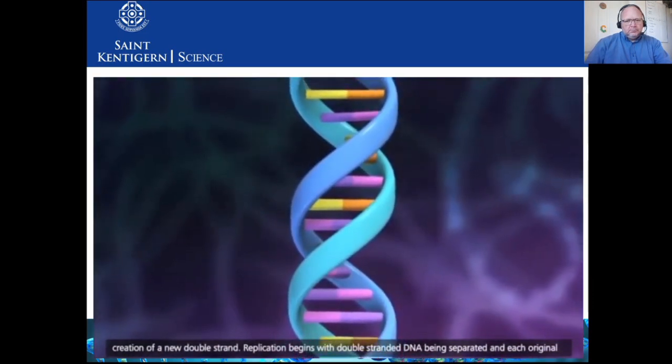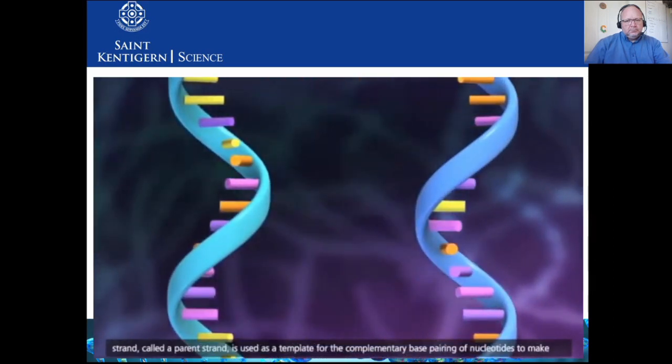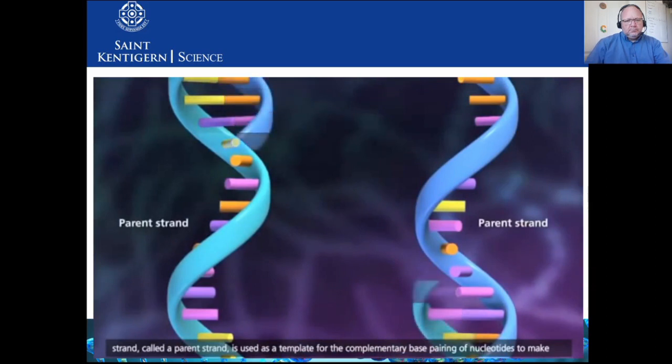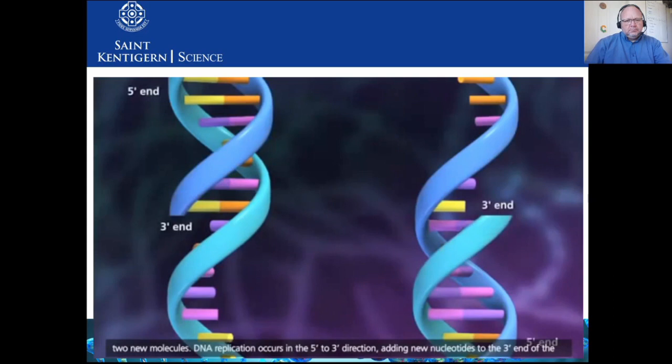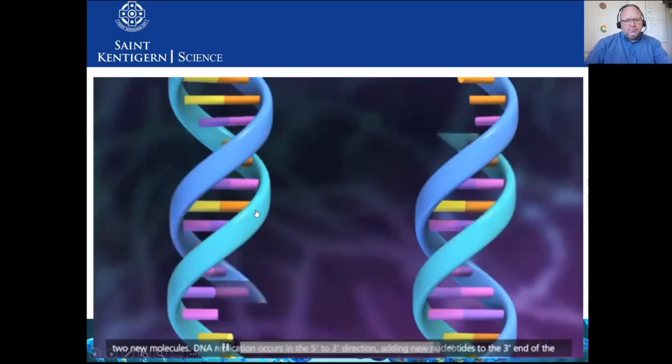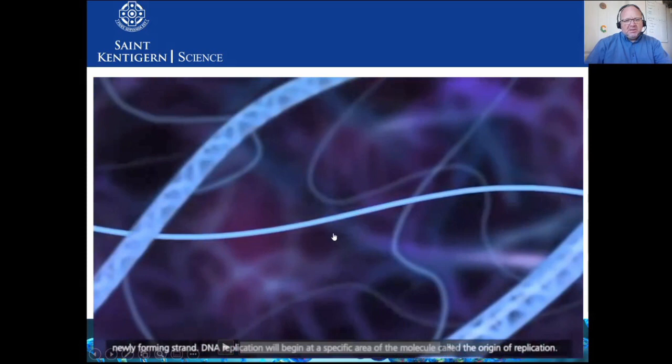Replication begins with double-stranded DNA being separated, and each original strand, called a parent strand, is used as a template for the complementary base pairing of nucleotides to make 2 new molecules. DNA replication occurs in the 5' to 3' direction, adding new nucleotides to the 3' end of the newly forming strand. Just check you have the old strand and a new DNA strand in all cases.